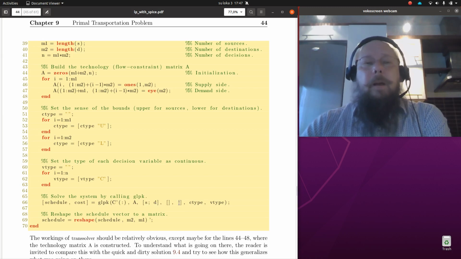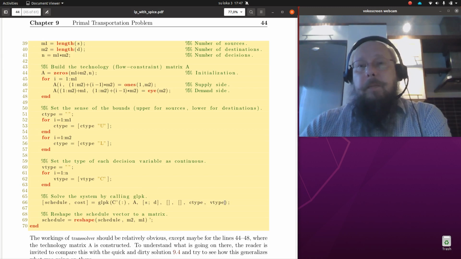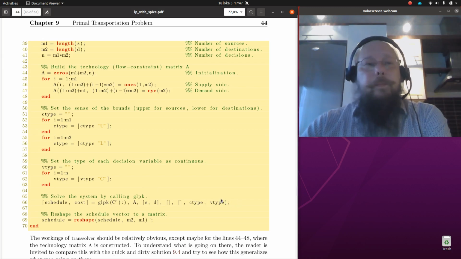Next one, LB, UB, they are very often for us just the empty matrices. And then C type, V type, as they were. And again, the sense would be +1 because of minimization, that's default. I don't have to give it, so I don't give it.